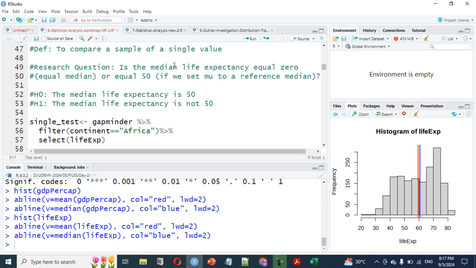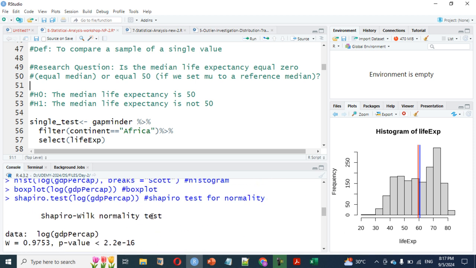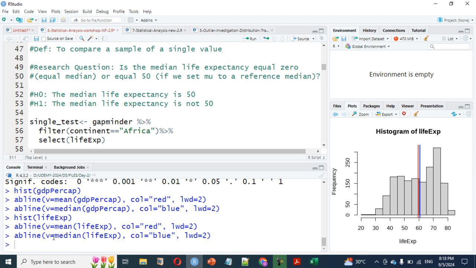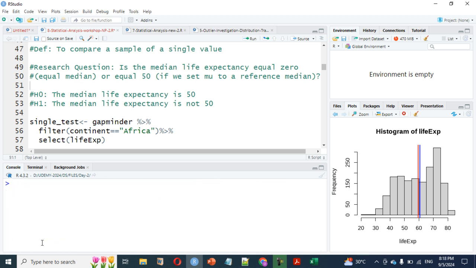Okay, is the median life expectancy from our data set? Don't forget, let me scroll up again and show us our data set again, so that you can understand where we are coming from and where we are going. Let me just clear the screen. All right, and let me just glimpse again the gapminder.